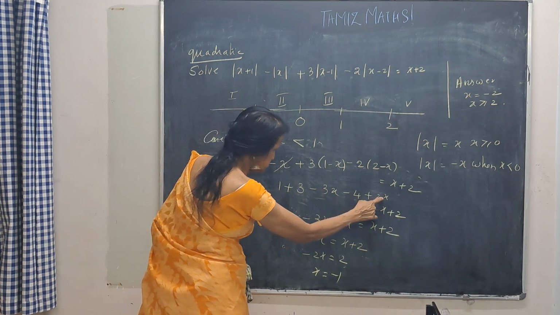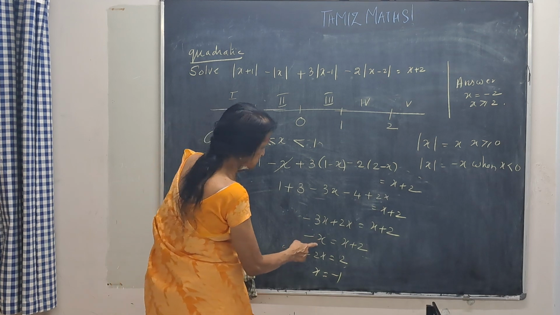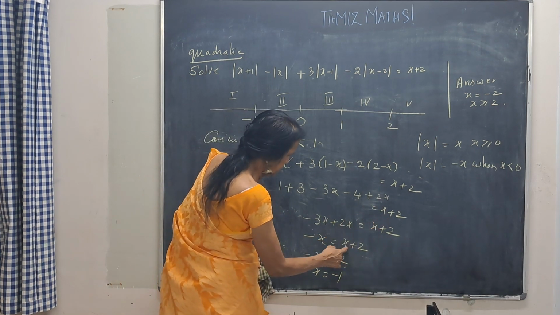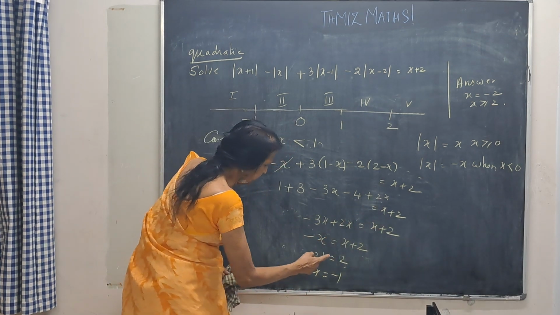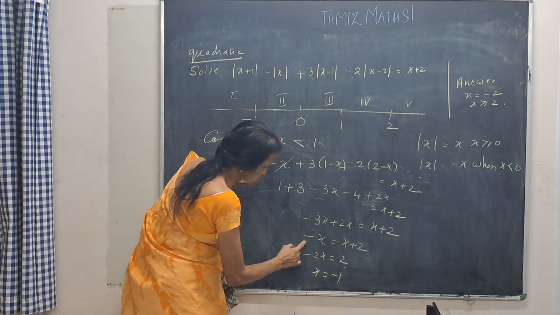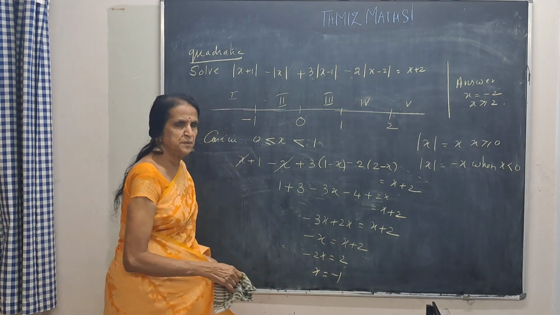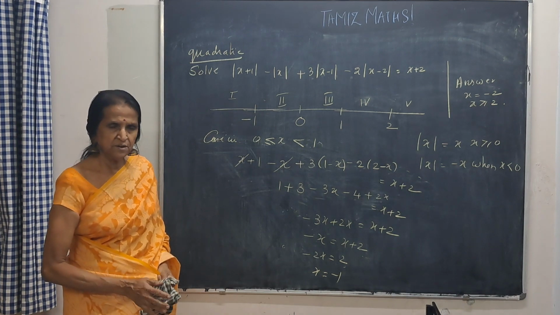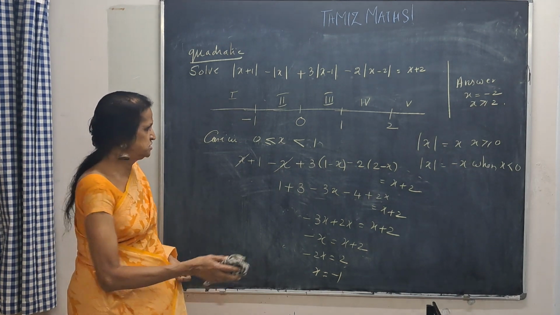Minus 3x plus 2x will become minus x. That is equal to x plus 2. So bring it here. Minus 2x is equal to 2. X is minus 1. That's not in that interval. Therefore, we don't have a solution at all.